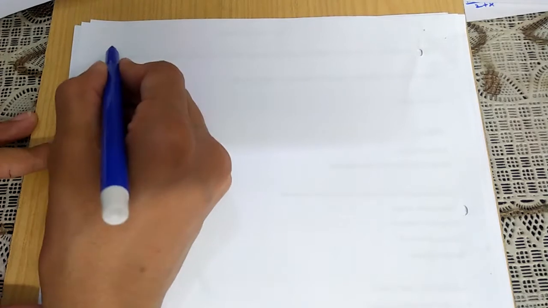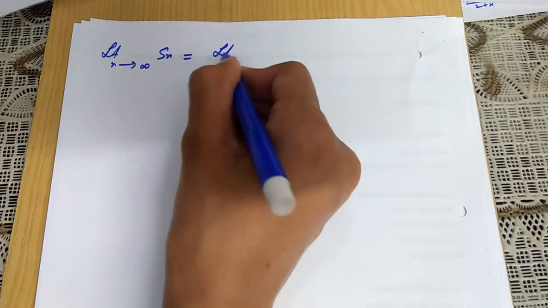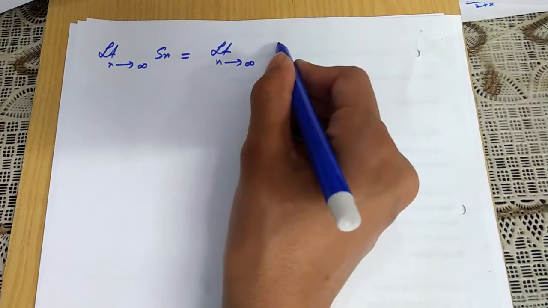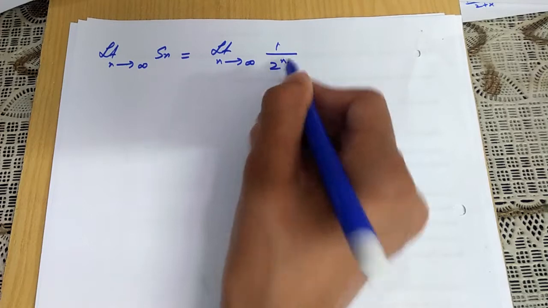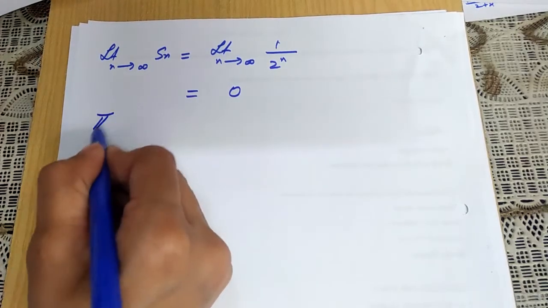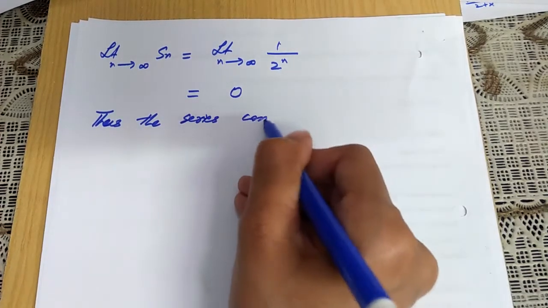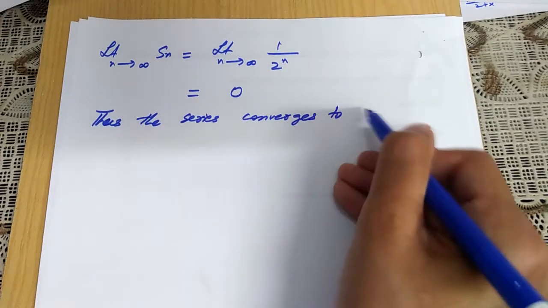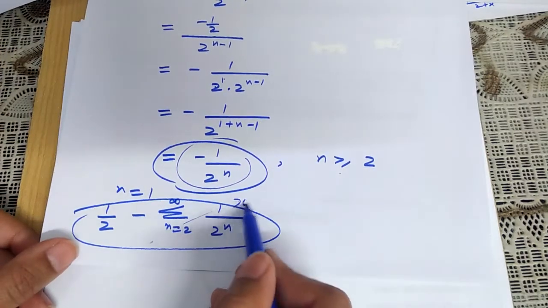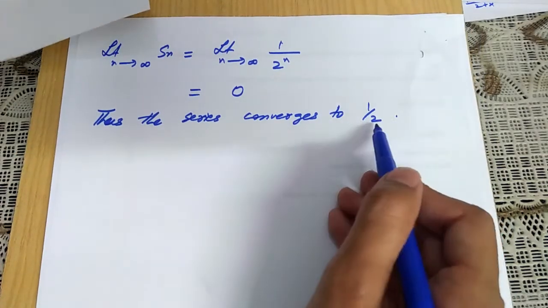Now apply the limit on your sum of series, that is limit n approaches infinity of Sn. What is your Sn in the question? That is 1 over 2 raised to power n. Out of this you will get 0. So thus the series converges to 1 over 2, because if you apply the limit, this term goes to 0, so you will be left with only 1 by 2 here. So your series converges to 1 by 2.